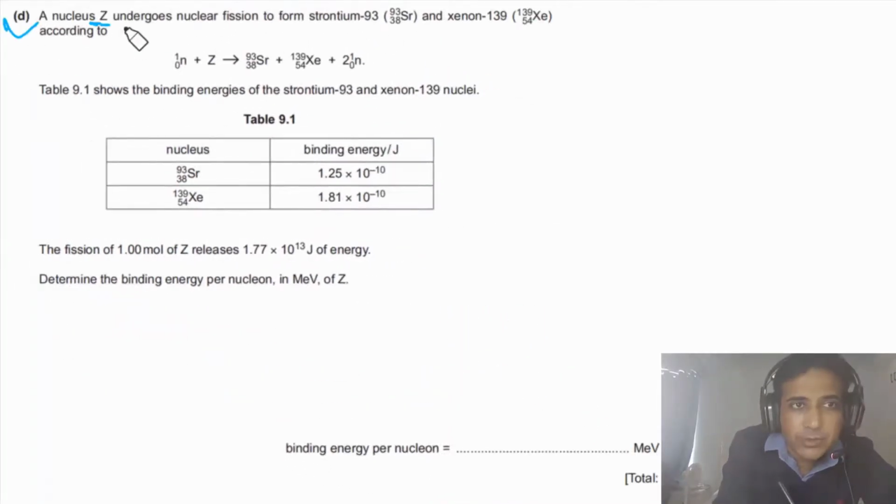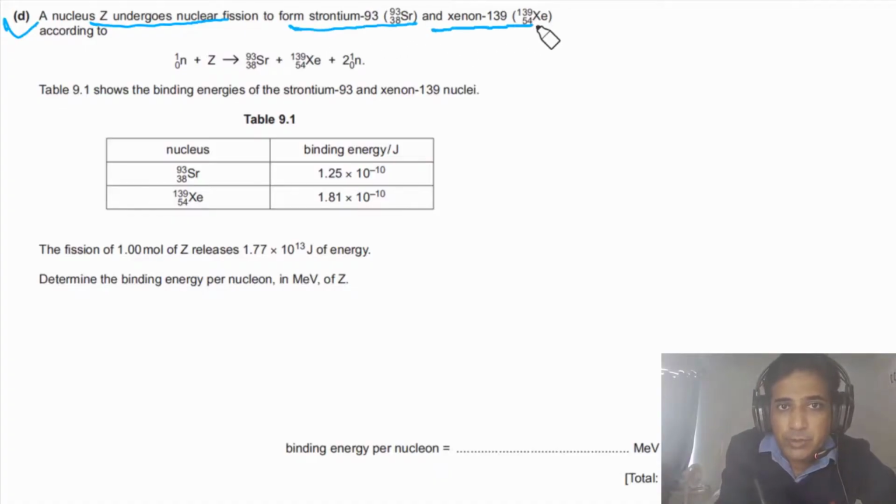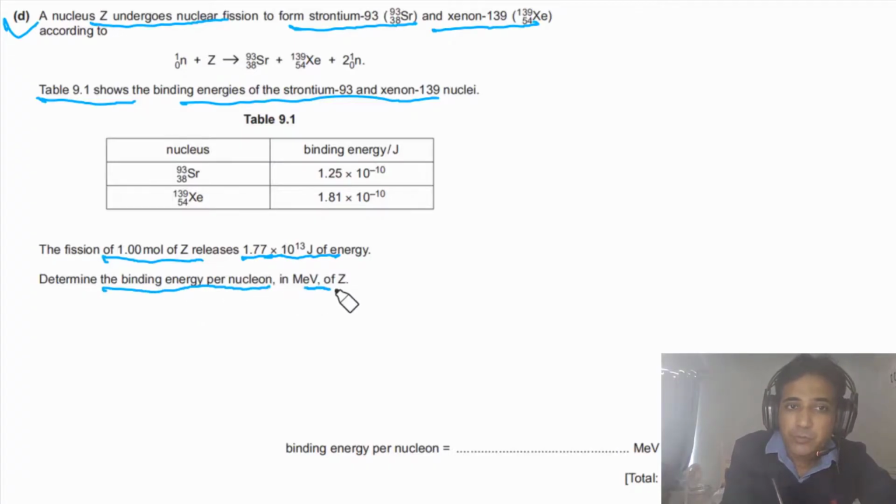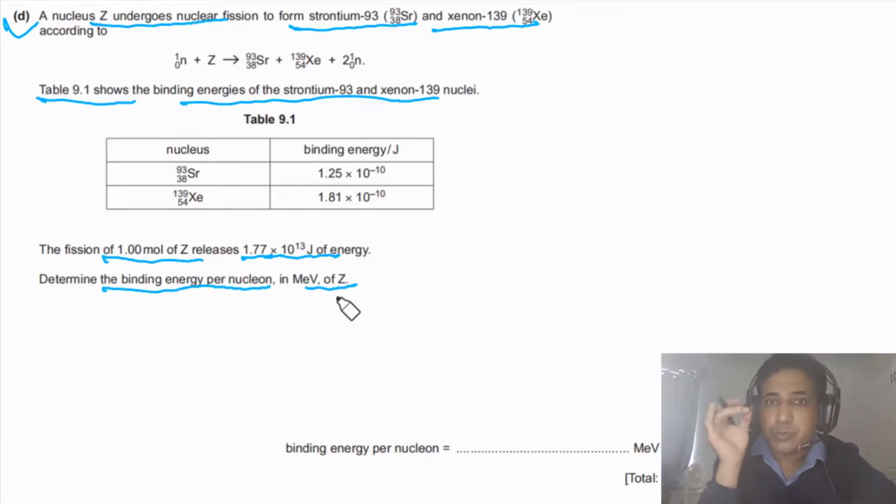Part D says a nucleus Z undergoes nuclear fission to form strontium-93 and xenon-139 according to this equation. Table 9.1 shows the binding energies of these two daughter nuclei. The fission of 1 mole of Z releases 1.77 times 10^13 joules of energy. Determine the binding energy per nucleon, in megaelectronvolts, of Z.